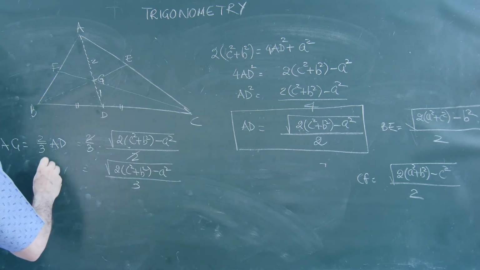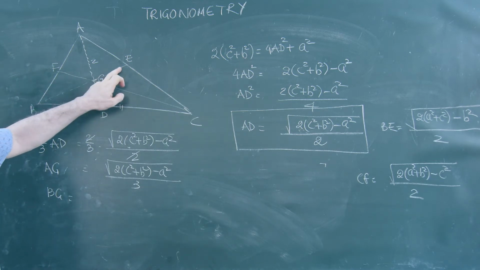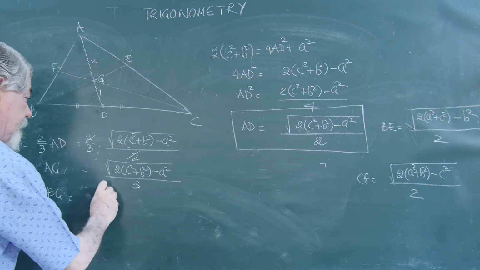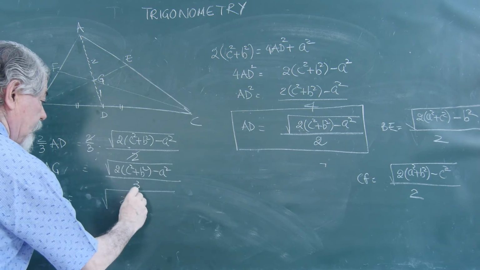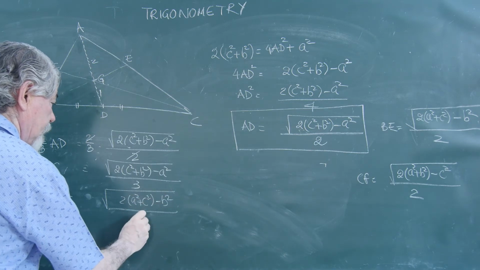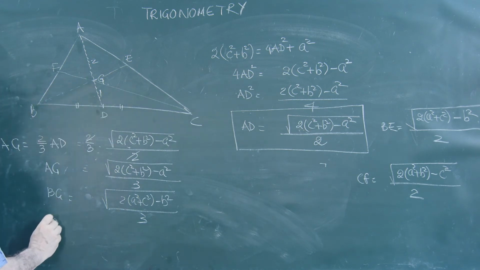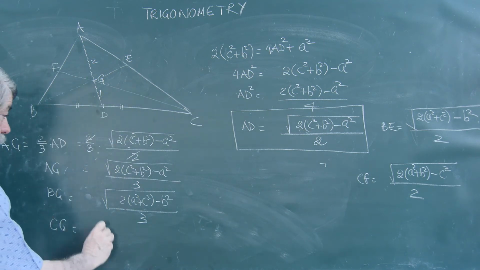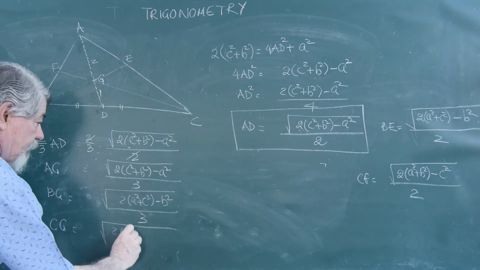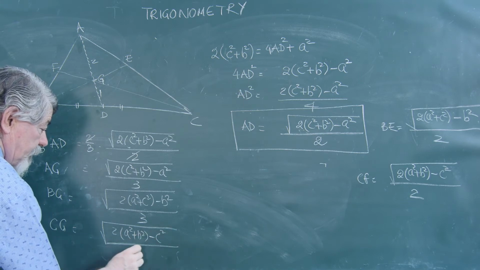This is AG. Similarly, if I want to calculate BG, it will be 2/3 of BE. So it will be 2A square plus C square minus B square upon 3. Just 2 is replaced by 3. And if I want to calculate CG, it will be 2A square plus B square minus C square upon 3.